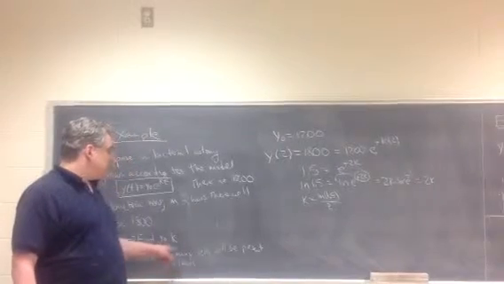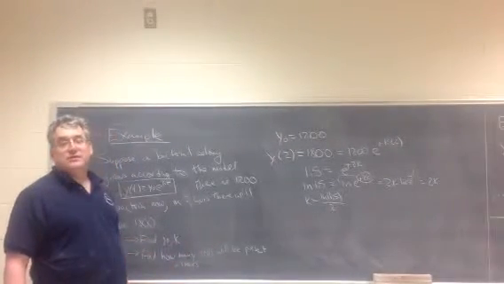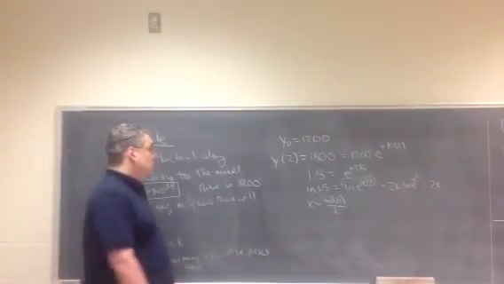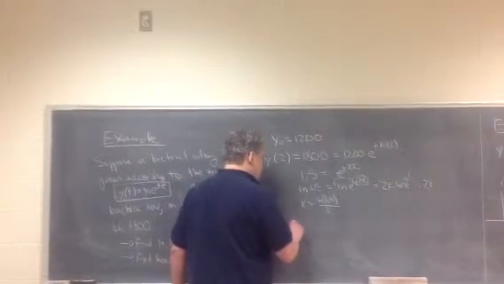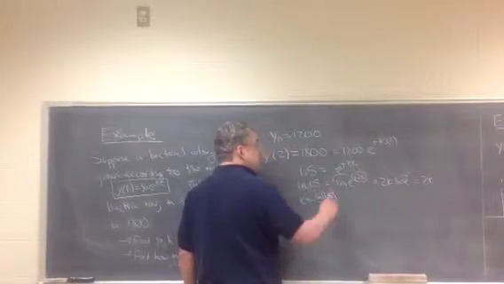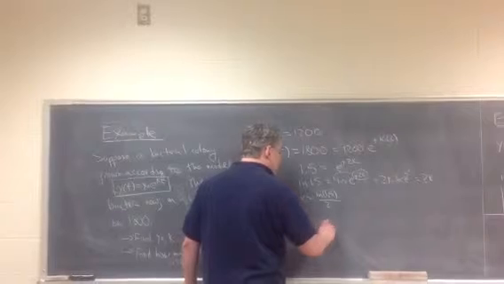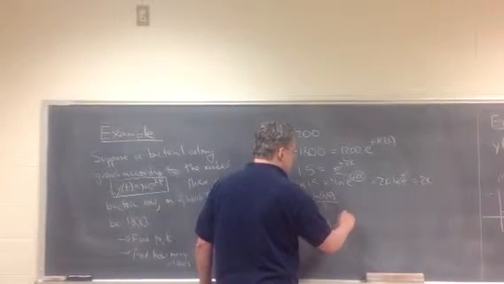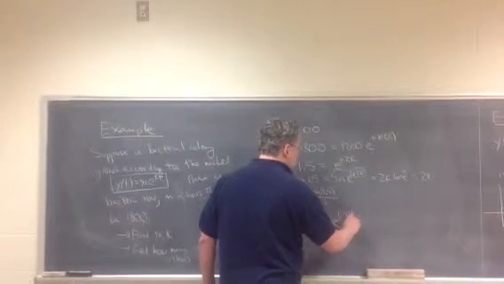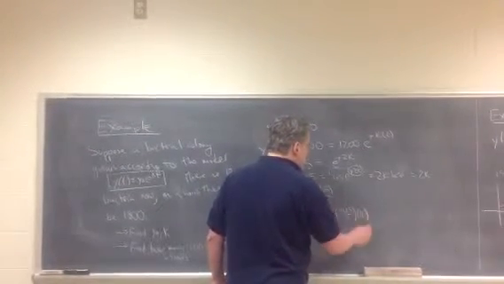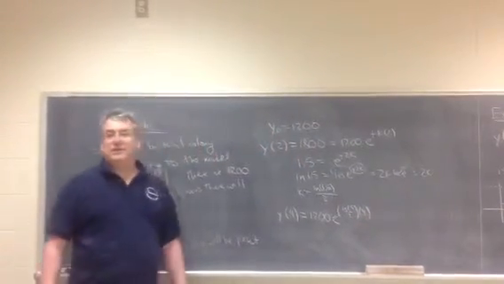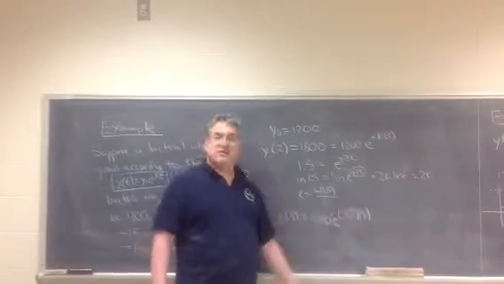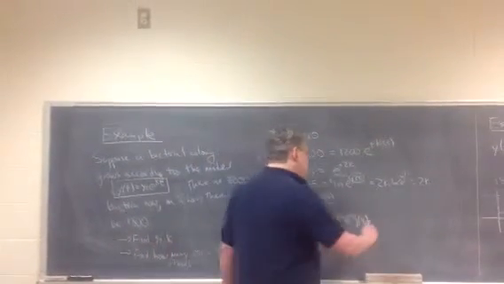The other half is how much do we have in 4 hours? Well, we plug in y of 4. Y of 4 is going to be 1200 e to the k, which is ln 1.5 over 2, times 4. That's messy, but it's not really messy because we're dividing by 2 and multiplying by 2. So let's rewrite that.